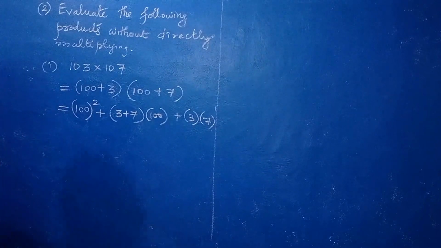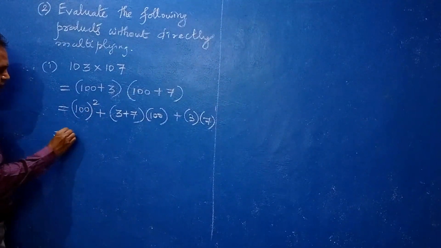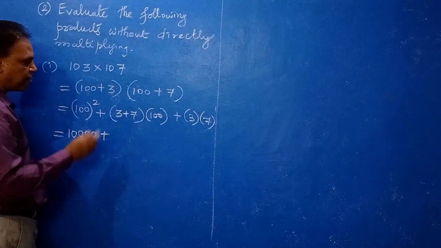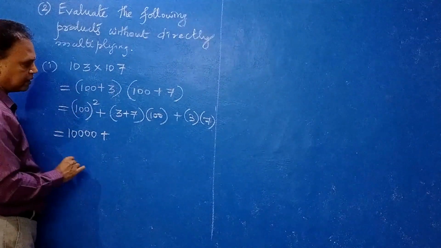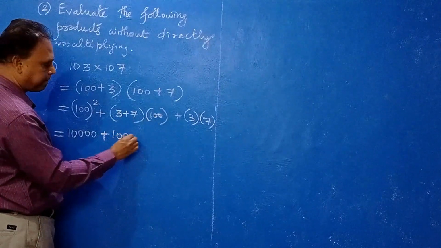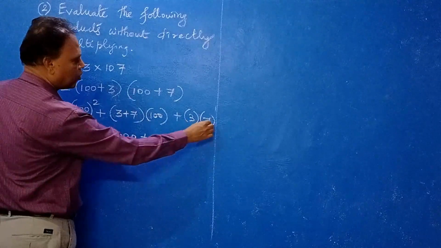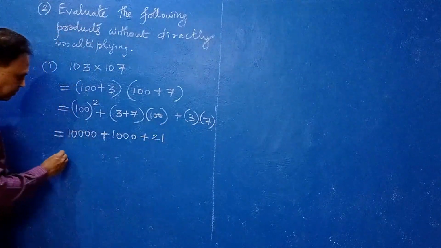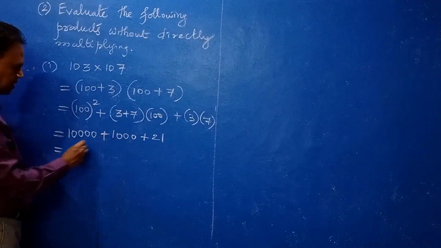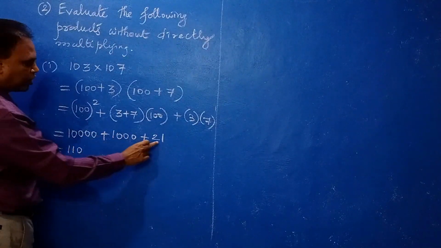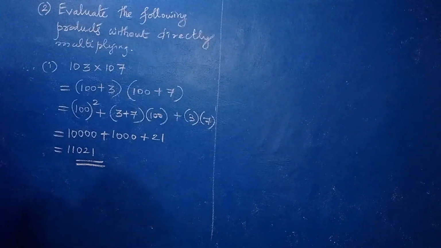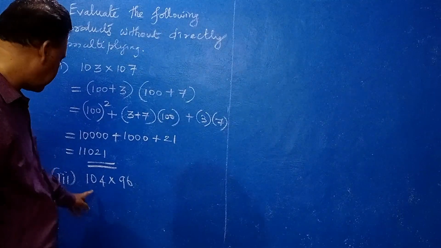Right? Now you see 100 square is what? 100 into 100, 10,000. Now this is 10 into 100, 1000. Plus here 21. That means what? Already 10,000 you have, plus 1000 means 11,000. 21 you add, means 11,021. Okay? Understand?